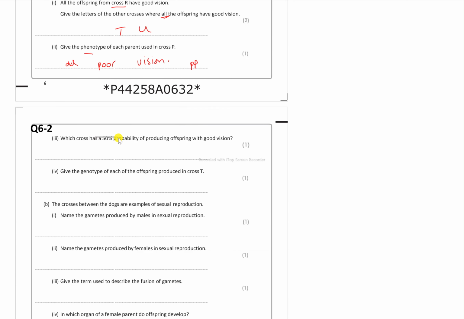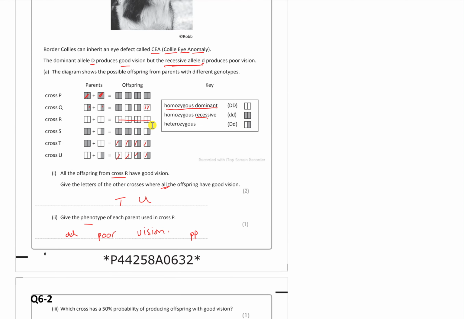Which cross has a 50-50 chance of producing offspring with good vision? So let's have a look at that. So look, this has got good vision, good vision, good vision. That's not 50%. Good vision, bad vision. So it's S.